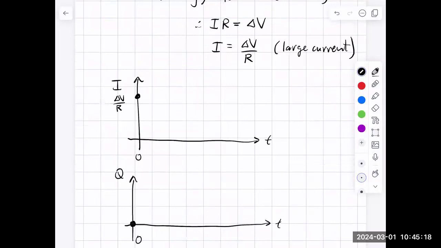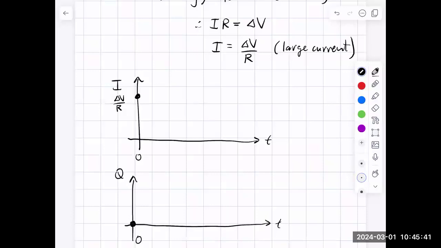Okay, so now let's think for a moment. We now have a relatively large current. So we have a large flow of charge. That means we're going to be depositing positive charge on the top plate of the capacitor, and we're going to be taking that positive charge from the bottom plate, so the bottom plate ends up being negative.